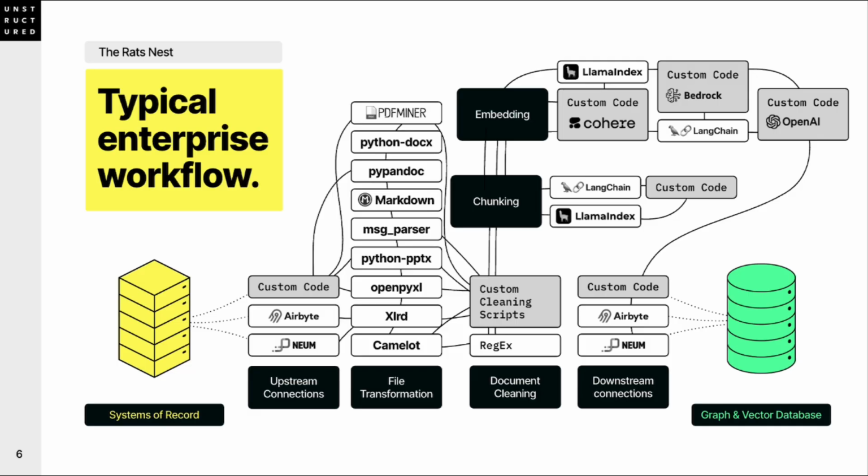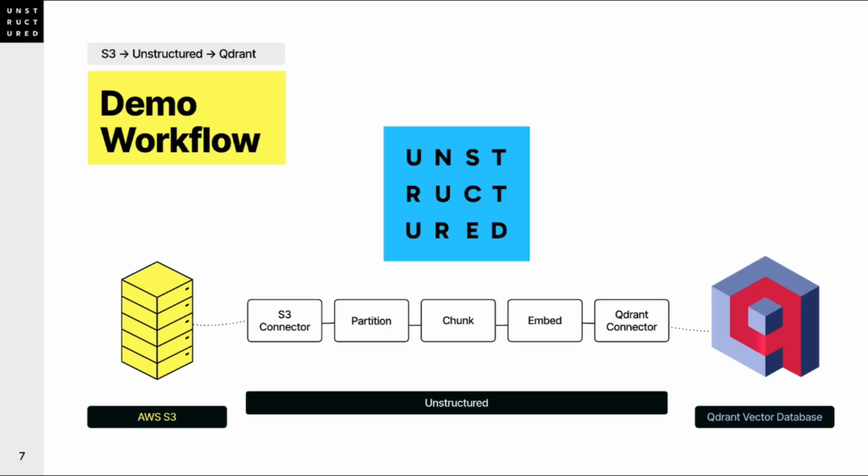Here we're going to transition into our demo and show you how this whole system works. Let's walk through the end-to-end demo workflow that connects S3, Unstructured, and Qdrant. This is a typical architecture for turning unstructured documents into vectorized data for search, retrieval, or Gen AI applications.